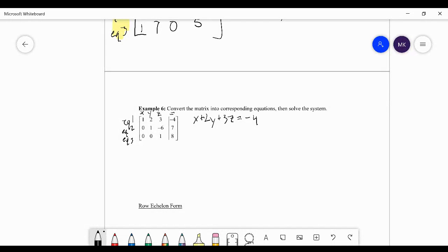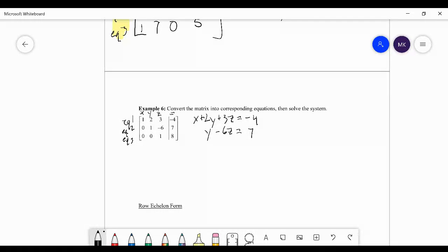Our next one, equation 2, we have a 0x. Again, if this is what makes you comfortable, you could write 0x and then simplify later. But I know if I multiply anything by 0, it goes away. So I don't want to write 0x, I just want to leave it blank. And then I have a plus 1y, so that's just a y. And then my coefficient of z is -6, so I have minus 6z, and that result is 7.